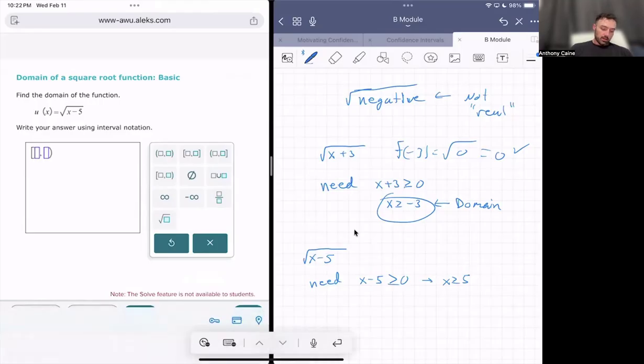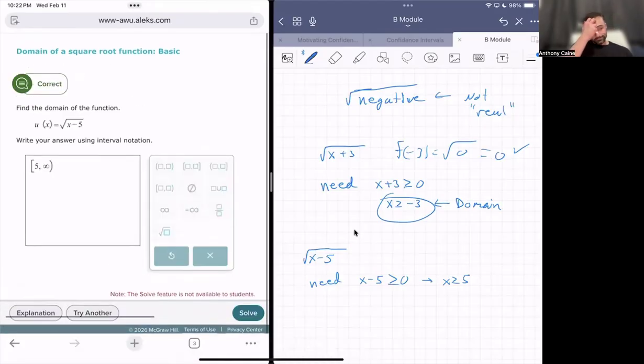Do this, and do I click that button? No. Let's roll the keyboard out. 5 over infinity. Check. There you go. Okay, so that's good enough with those.